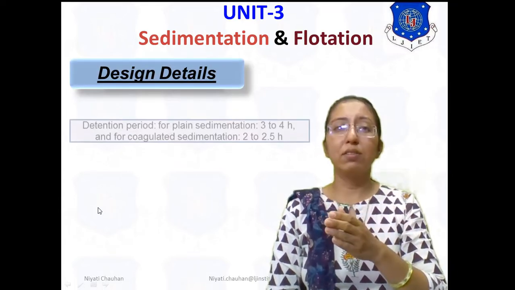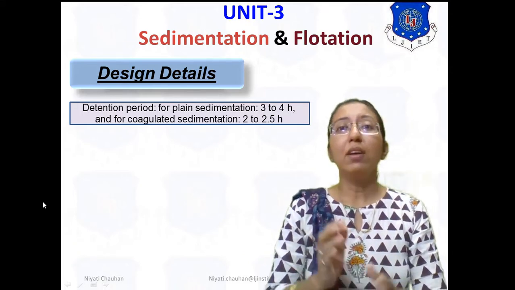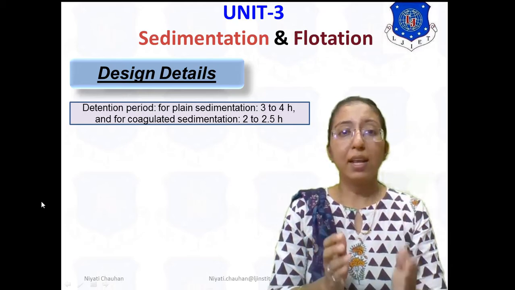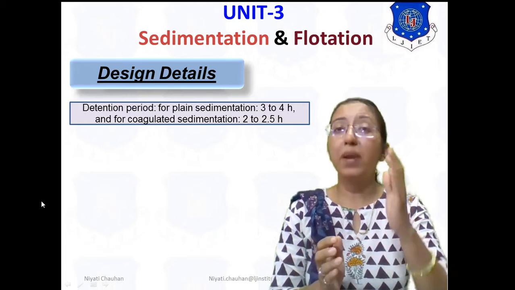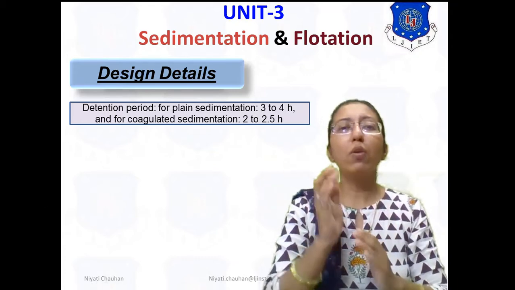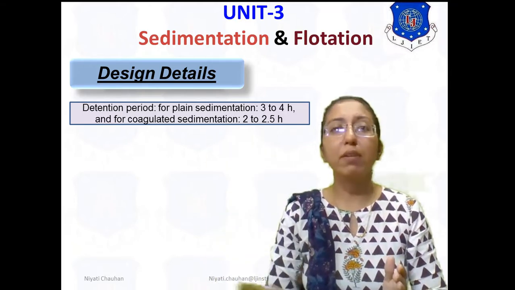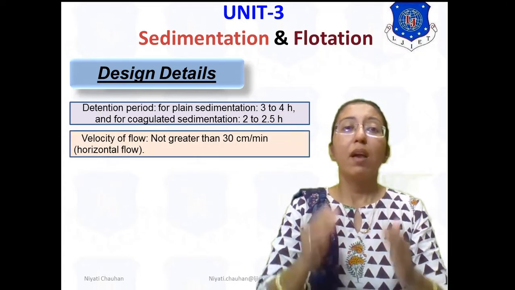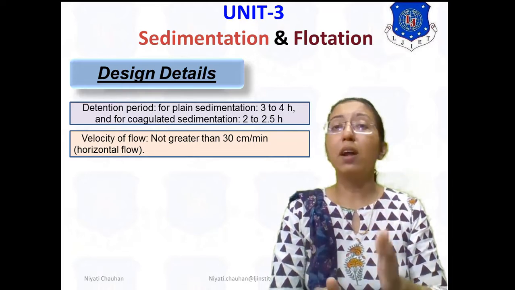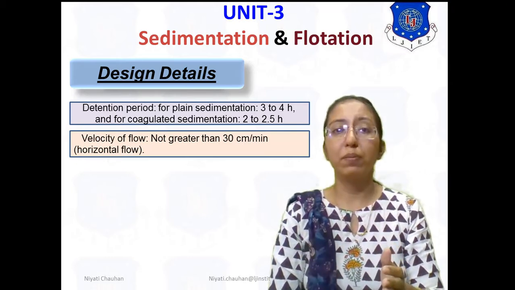Design details. Here we discuss the design details of the settling tank. Detention period for plain sedimentation is 3 to 4 hours, and for coagulated sedimentation it requires 2 to 2.5 hours. Velocity of flow should not be greater than 30 centimeters per minute for horizontal flow.